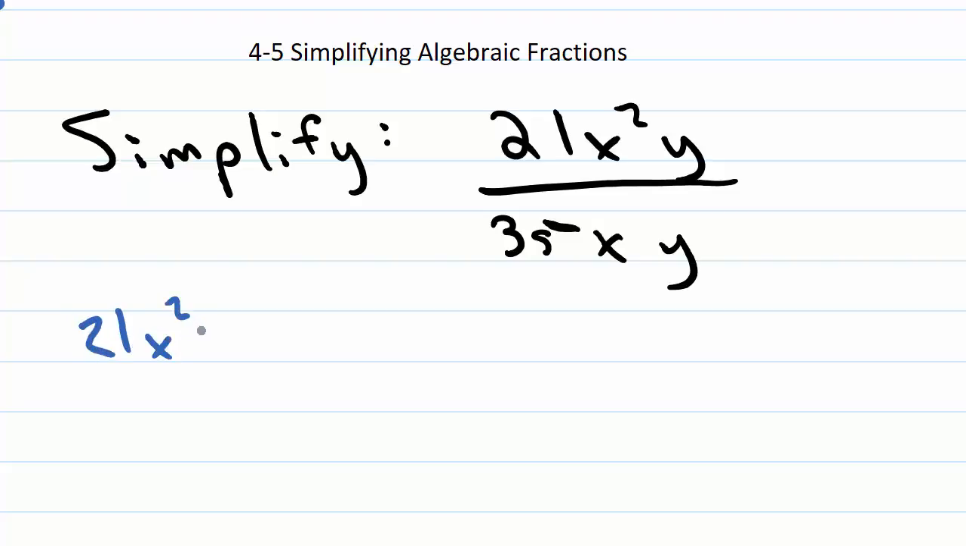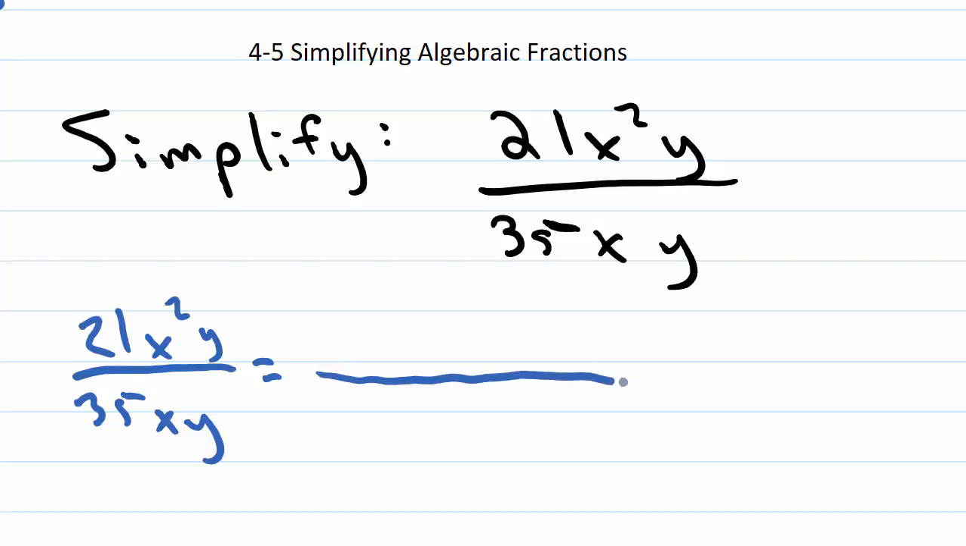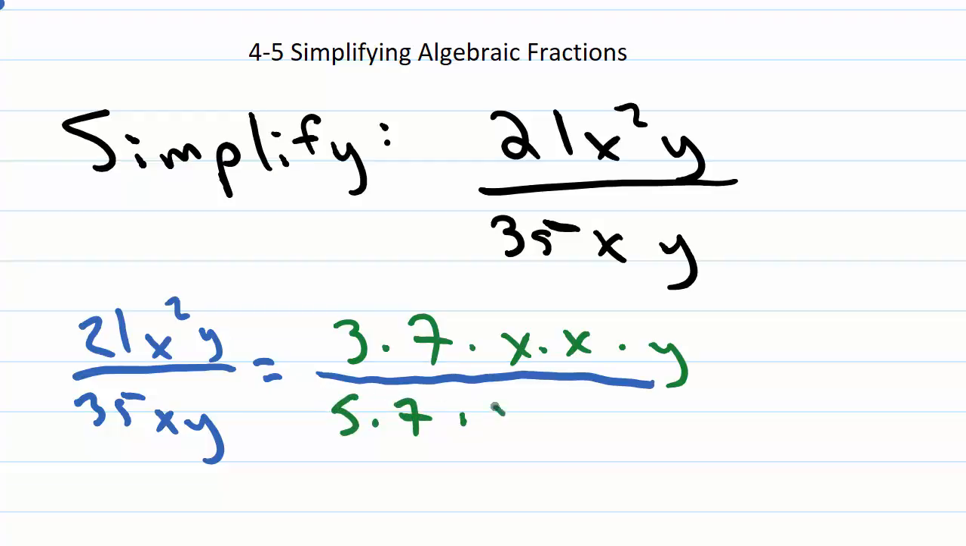21x squared y over 35xy. The process by which I do these is exactly the same. So I'm going to factor the numerator. 21 is 3 times 7, and both of those are prime. x squared means x times x, and y means times y. 35 is 5 times 7, both of those are prime, times 1 factor of x, times 1 factor of y. I'll line them up, because now I can find all of my common factors.